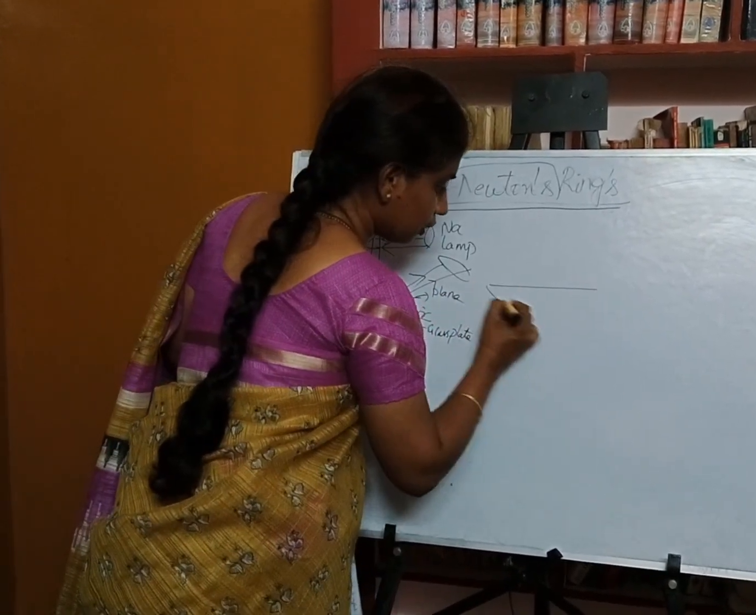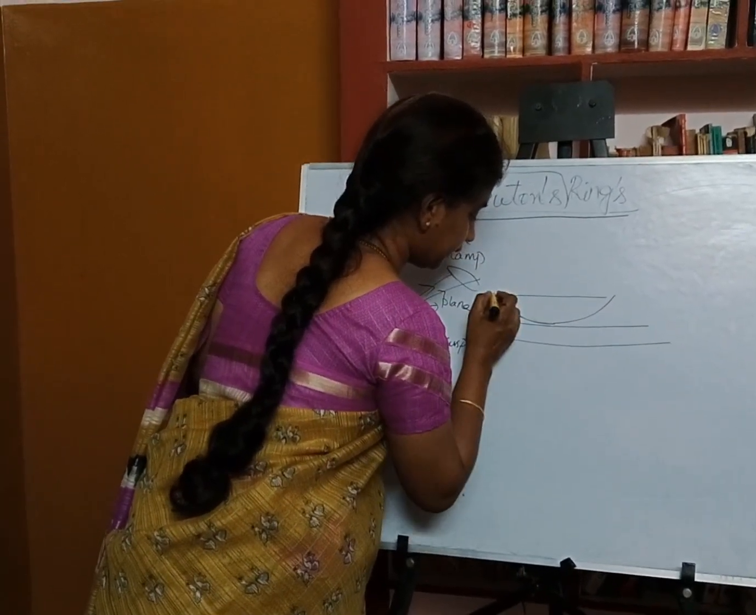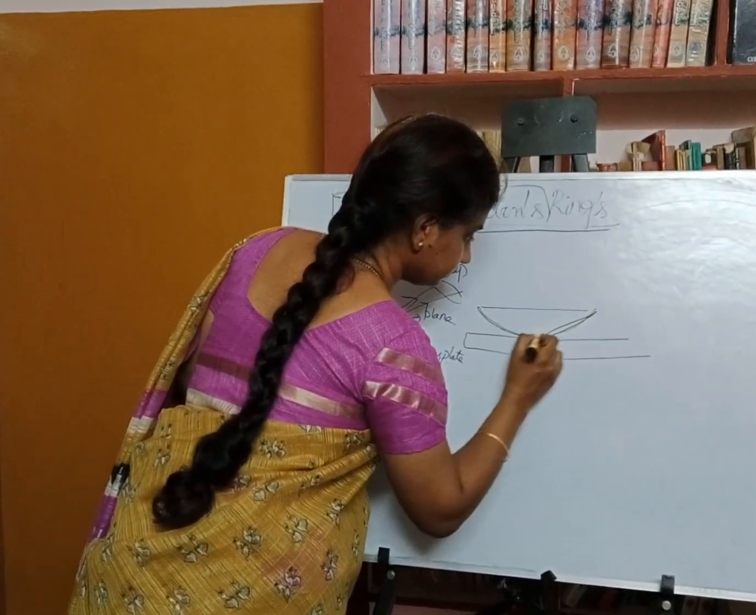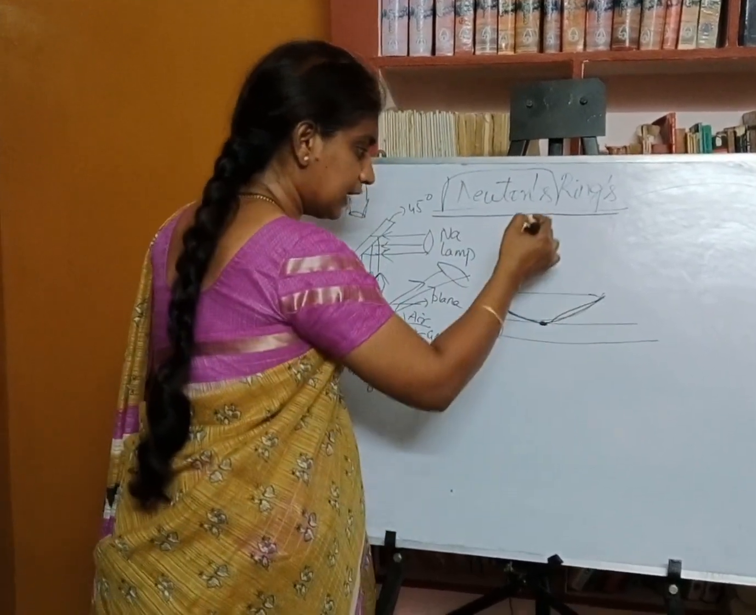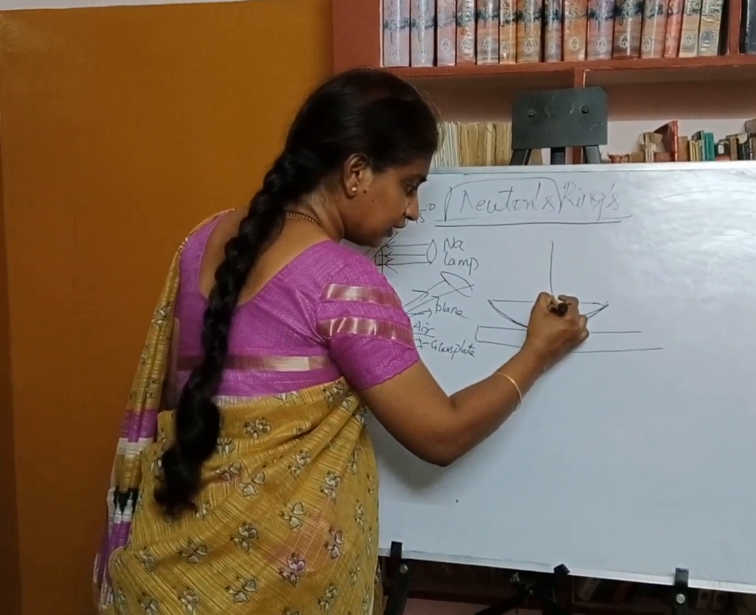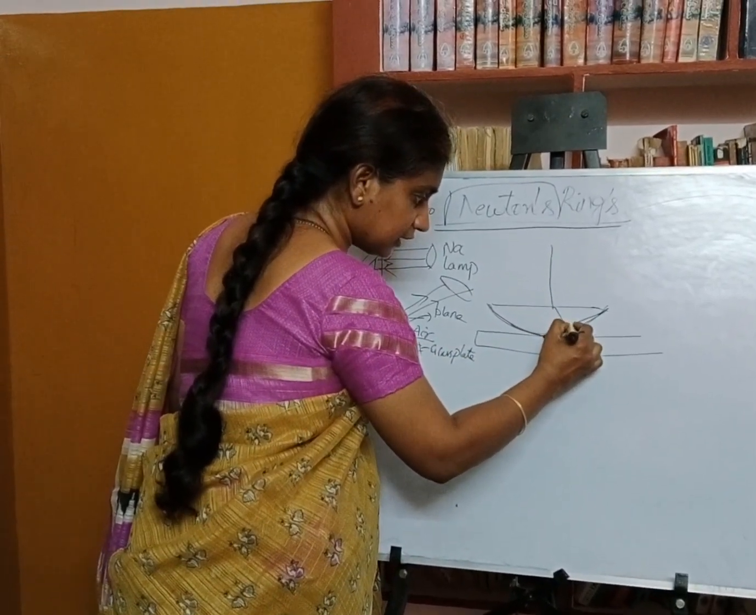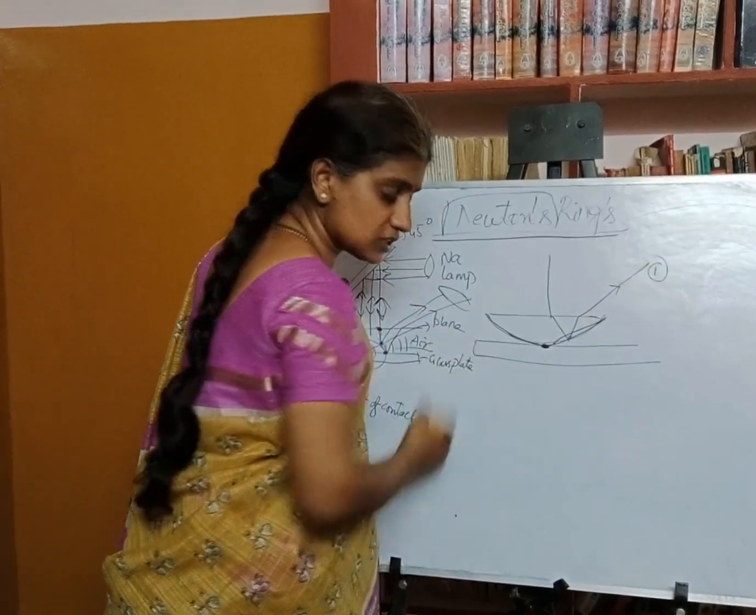Now we will try to understand this in more detail using this picture. This is the plano convex lens and this is the glass plate. They are in contact here. This is called the point of contact. So I have a light which is falling normally on the surface. It will reach somewhere here and this light is reflected and will come out. I will call this the first ray.